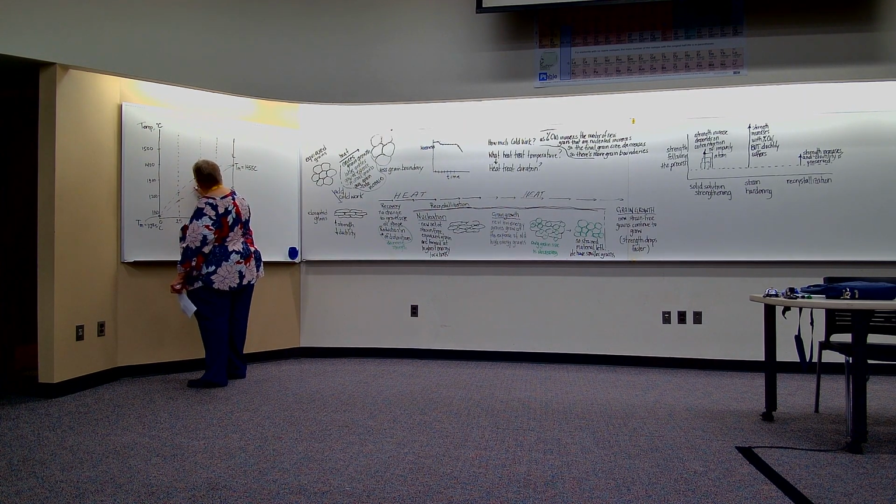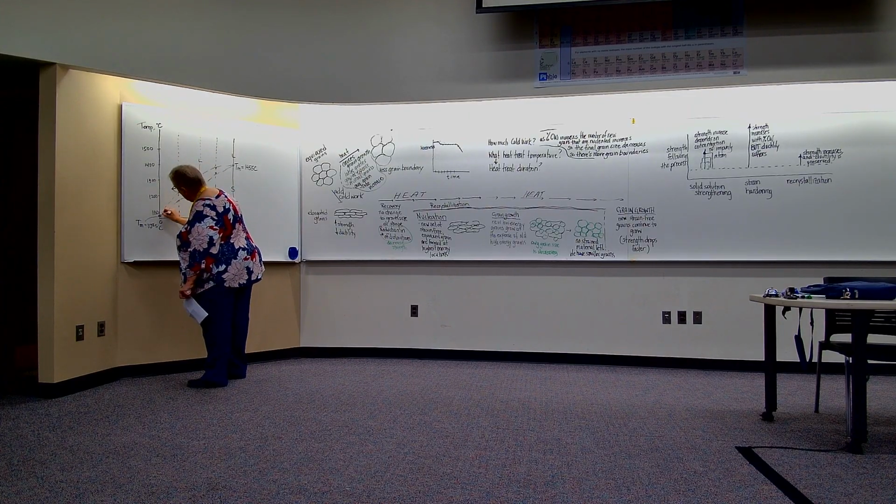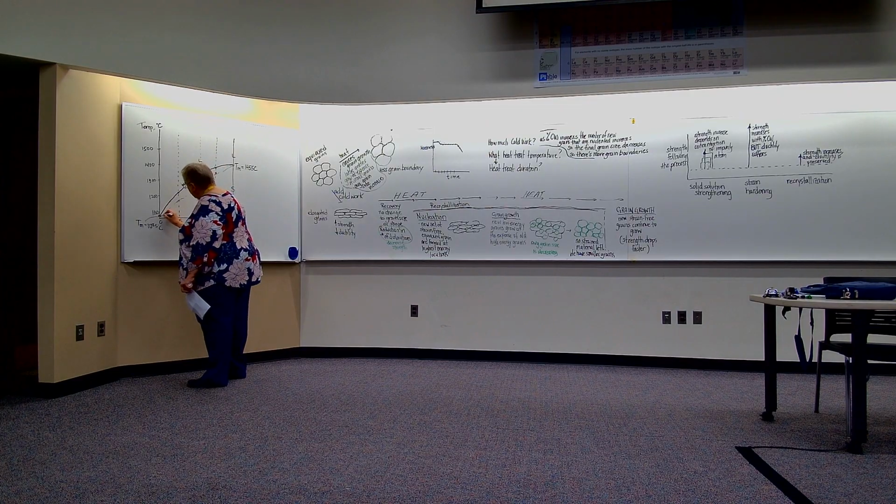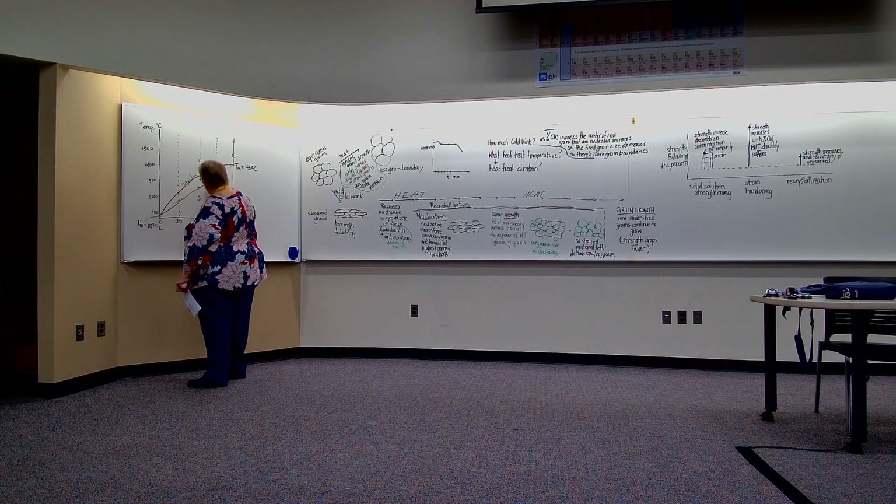Sort of a map that says anything above this line is liquid. This line is called the liquidus. And anything below this line is solid. And this line is called the solidus. And in between, I have both phases.